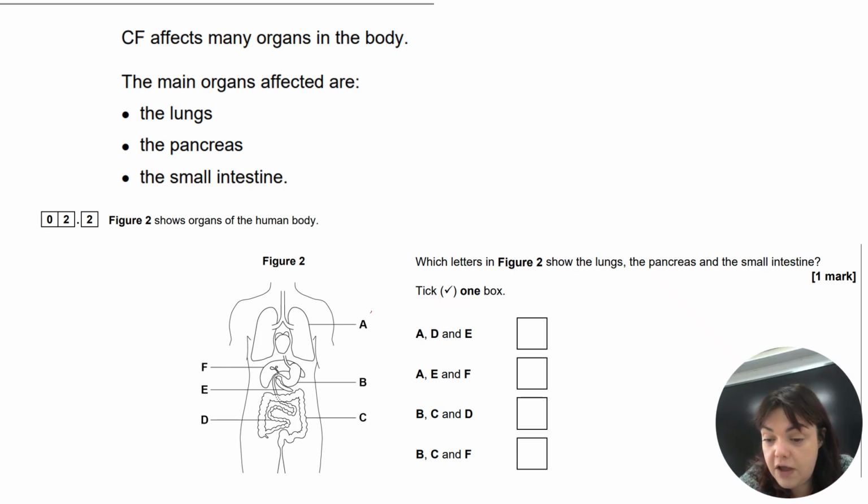So there are the lungs, that is the pancreas, and that is the small intestine in that order. So it's A, D, E. B is the stomach, C is the large intestine, and F is the liver. Okay, so you've got the liver and then you've got the little gallbladder there.